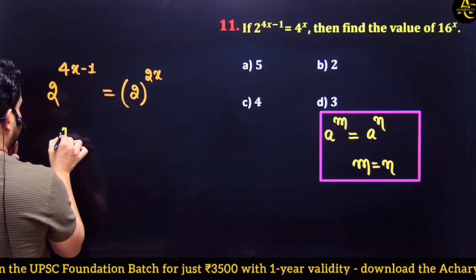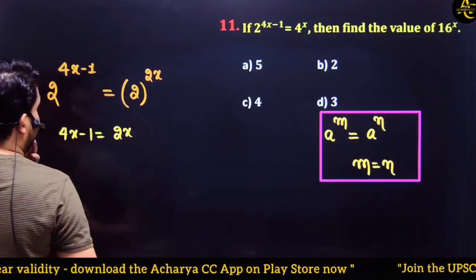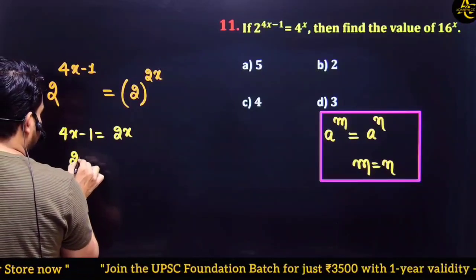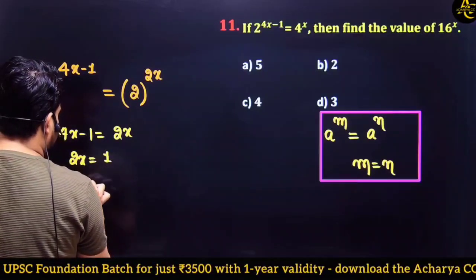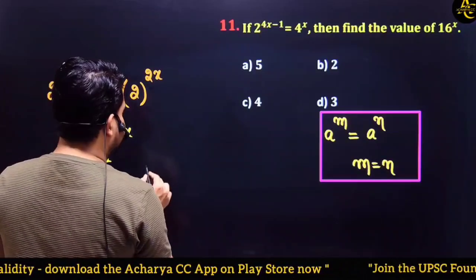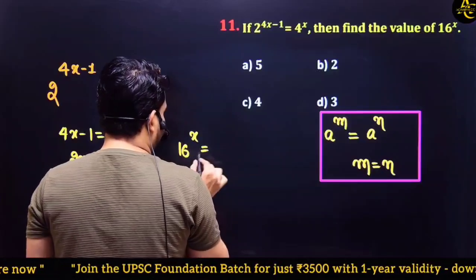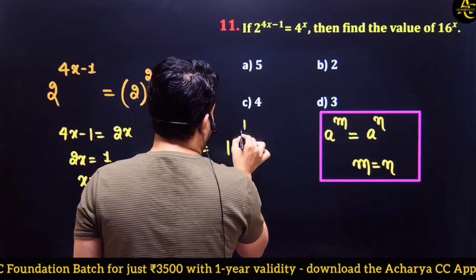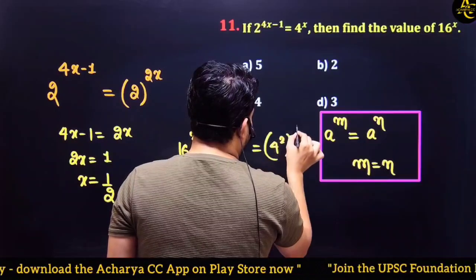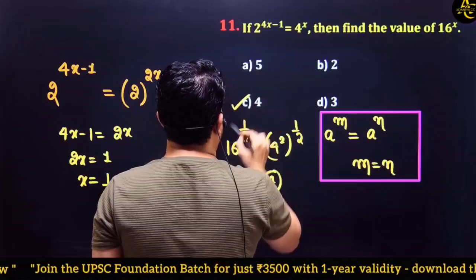So we have 4x minus 1 is equal to twice of x. What we have, 2x is equal to 1, means x is nothing but 1 by 2. What we have to find? 16 to the power x. We have to find 16 to the power 1 by 2, and it is nothing but 4 to the power 2 to the power 1 by 2. 2 and 2 will be cancelled out, and 4 is our required answer. Option number C is the correct answer. Next.